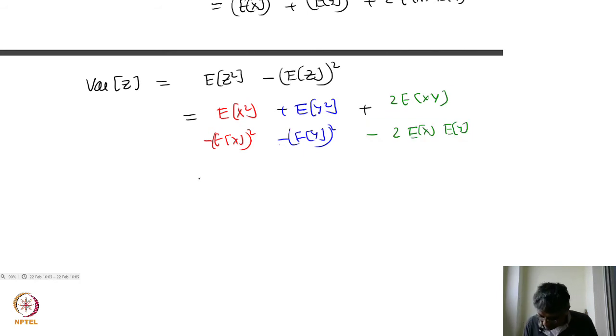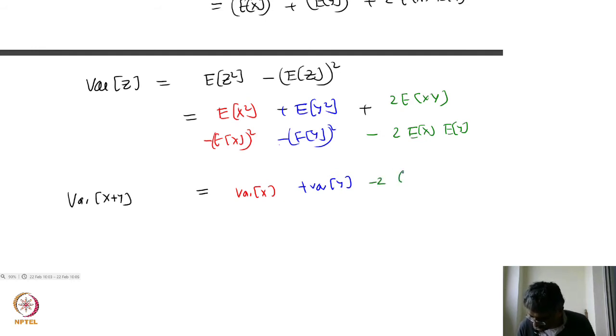So what I get is variance of Z is the same as, on this side I have, let me write down in black, variance of X plus Y is variance of X plus variance of Y. And this I will call a different number. I'll just write it in green, minus 2 times.